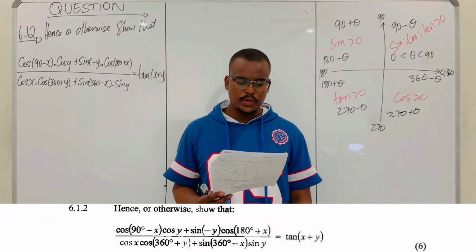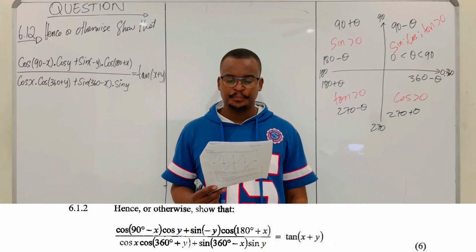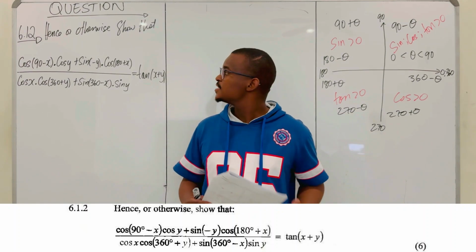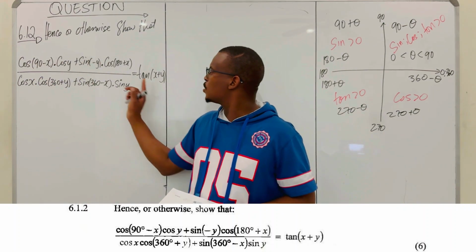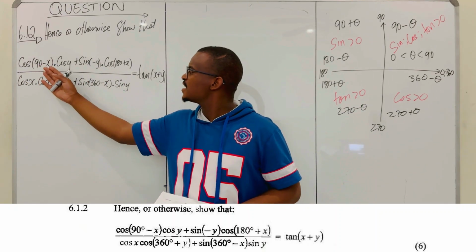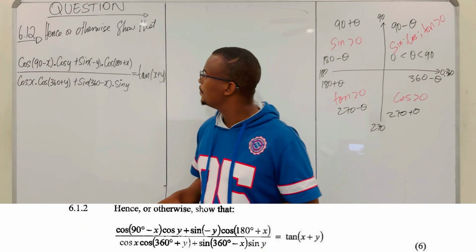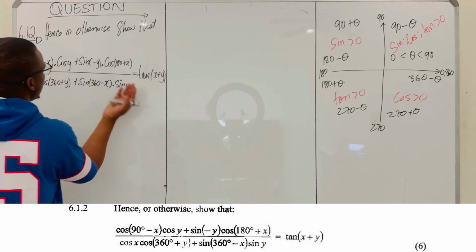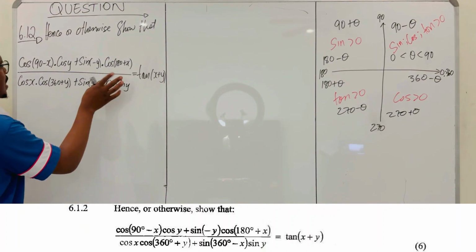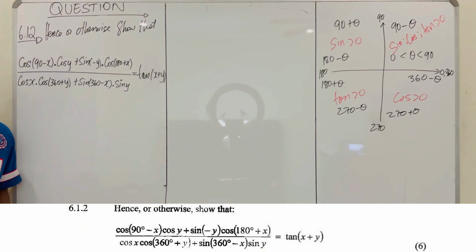Okay, so now we're doing 6.1.2. At 6.1.2, they're saying, hence or otherwise show that this thing here is equal to this thing, which means they want us to show that the left-hand side is equal to the right-hand side. No problem. When you're given something like this, they want you to show an identity. You are proving an identity here.